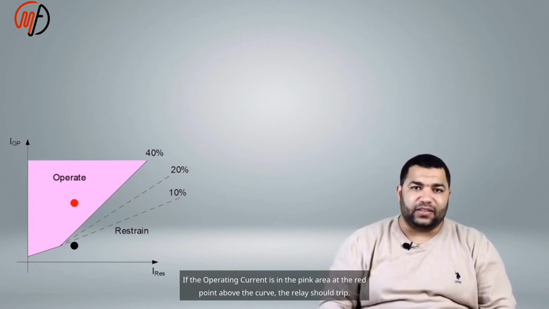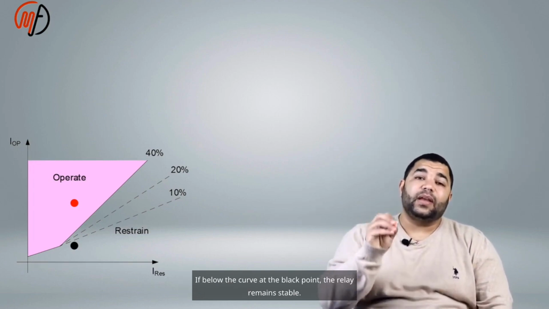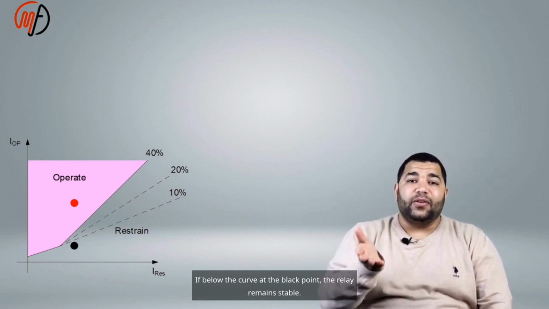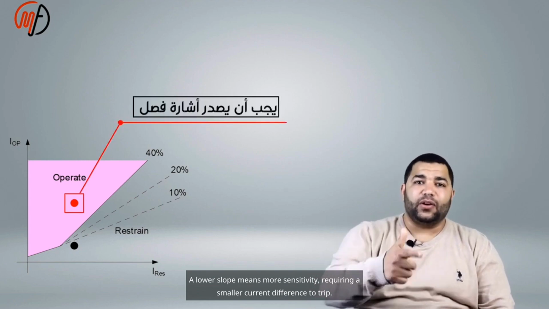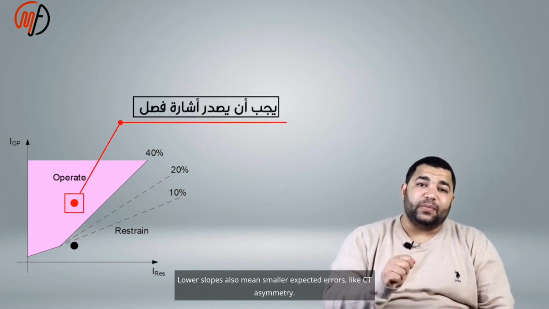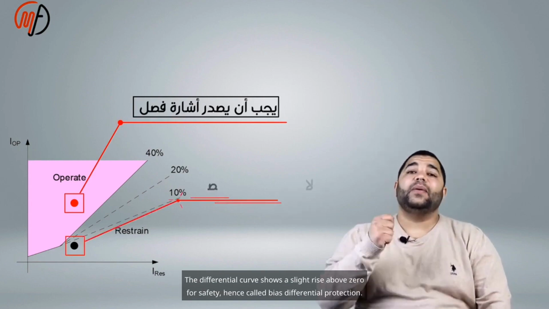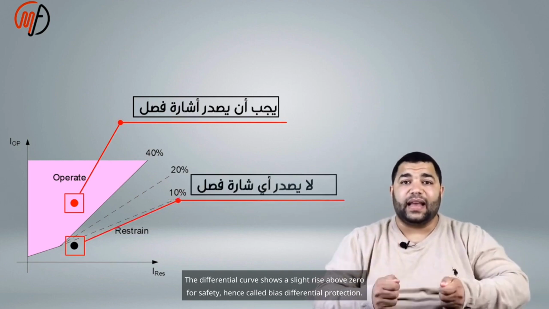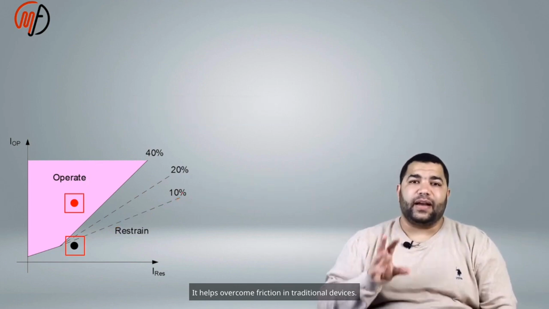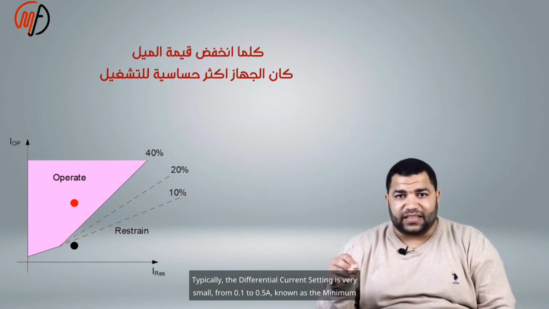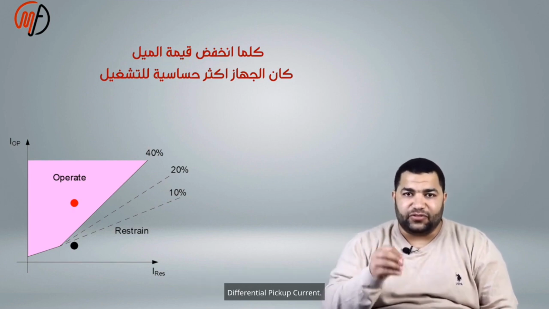If the operating current is in the pink area at the red point above the curve, the relay should trip. If below the curve at the black point, the relay remains stable. A lower slope means more sensitivity, requiring a smaller current difference to trip. Lower slopes also mean smaller expected errors, like CT asymmetry. The differential curve shows a slight rise above zero for safety, hence called biased differential protection. It helps overcome friction in traditional devices. Typically, the differential current setting is very small, from 0.1 to 0.5A, known as the minimum differential pickup current.